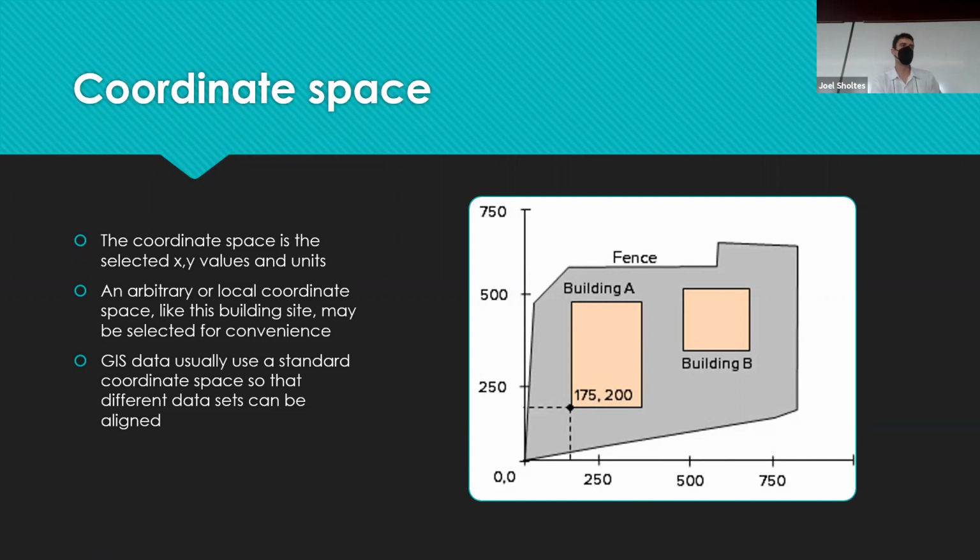But GIS data typically use standard coordinate systems. So it's a coordinate system that I know: if I use this coordinate system and give you a northing and easting, an X and a Y coordinate, and you have data in the same coordinate system, we're going to be able to compare it directly and bring it in on the same map.